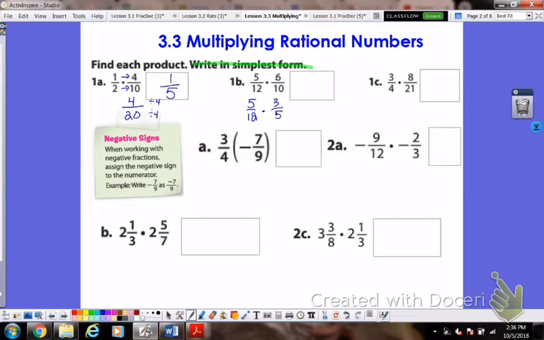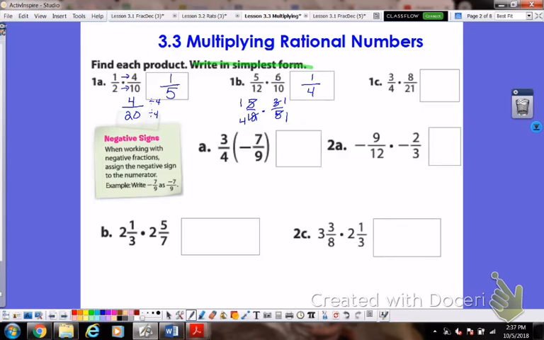Now we can also reduce across as long as I have a number on the top and a number on the bottom that are divisible. So here we see 5 can be reduced to 1 and 1, and 3 and 12 are both divisible by 3. So 3 becomes 1, 12 becomes 4. So we're really taking 1/4 times 1 over 1. So multiply straight across. We get 1 over 4, so 1/4.